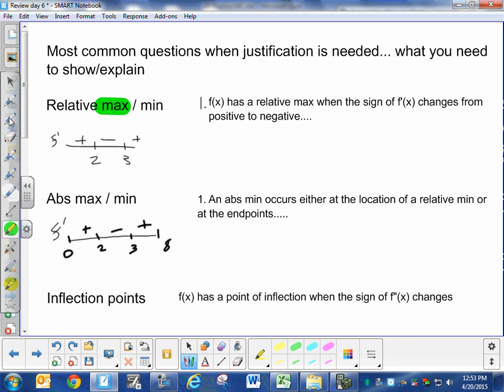You do your work, say you set the thing equal to 0, you then figure out you got this number line. What you can't do is just point here. You would have to say this occurs at x equals 2. Therefore, that is the location of your relative max.